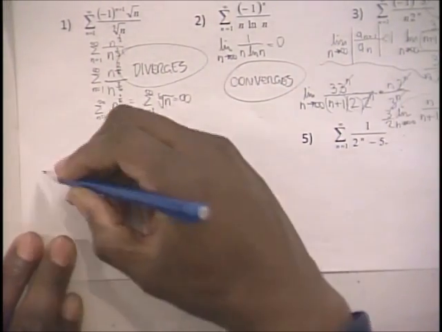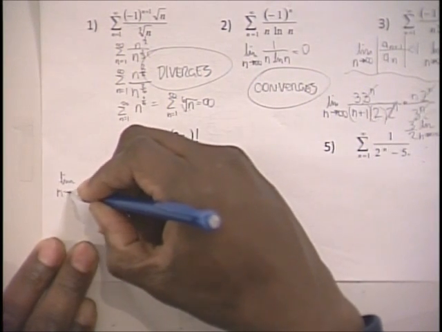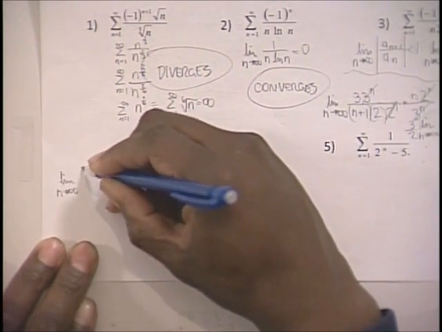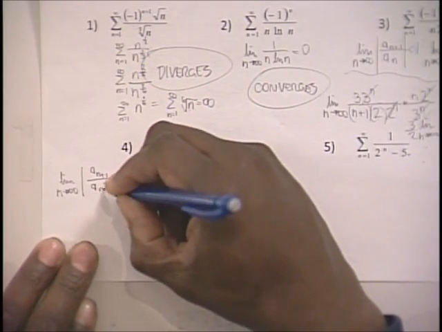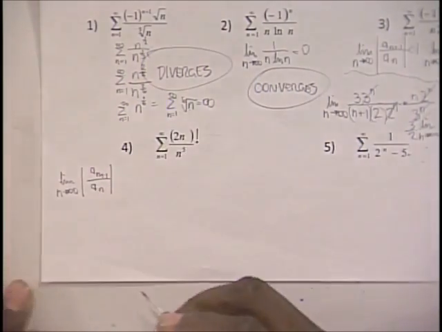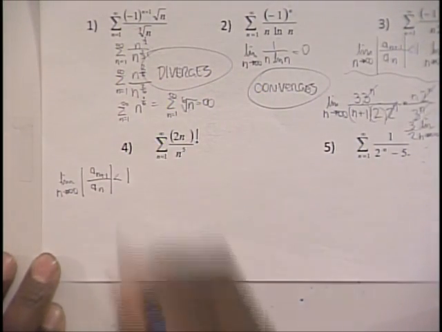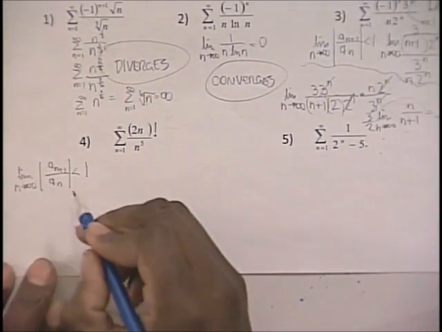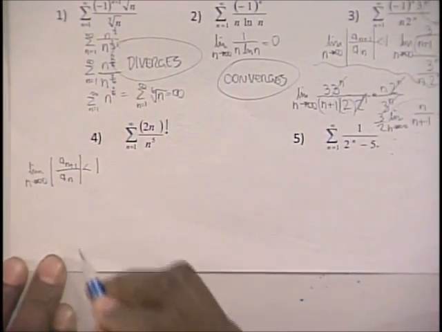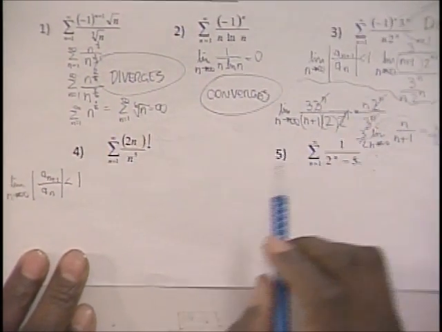So again, what we have is the limit as n goes to infinity of the absolute value of a to the n plus 1 over a to the n. And again, if this is less than 1, your series is going to converge. If it's greater than 1, that's a giveaway that your series is going to diverge, as in the last problem that we did.